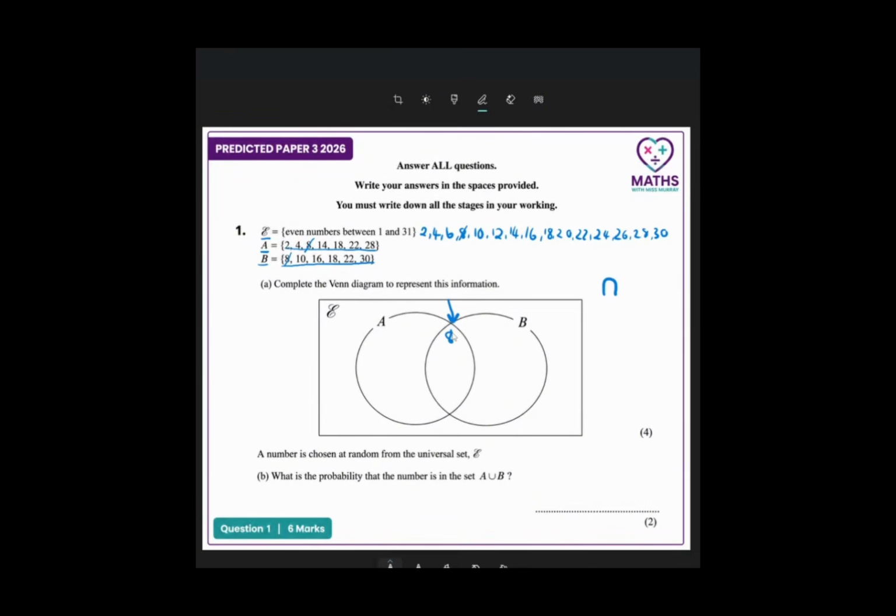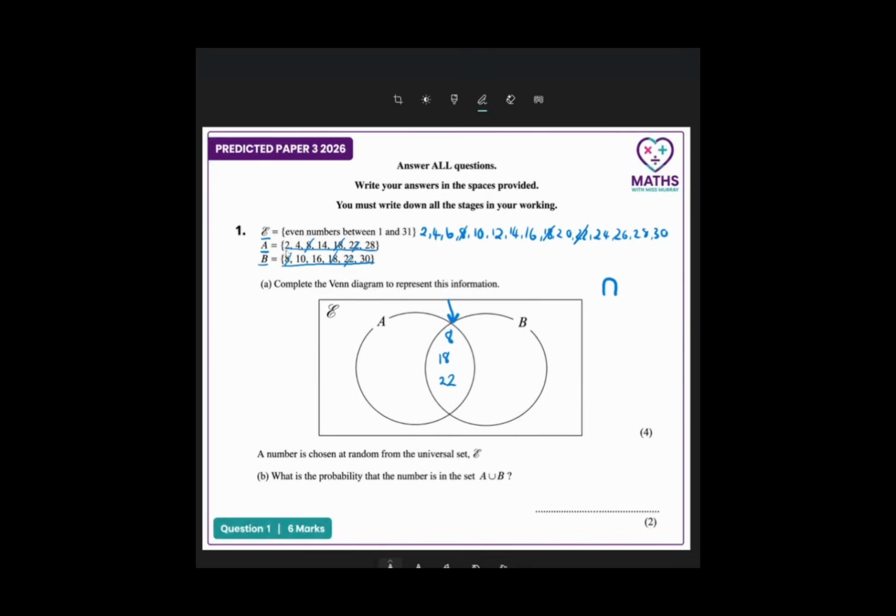And then I've got a pair of 18s, so I'm going to cross them out there, I'm going to cross it out up here, and I'm going to put it in the middle. Then I've got a pair of 22s, and I've got a 22 up here, so I'm going to cross those out and put it in the middle. So there's 3 numbers that are common to both, there are no more. So anything else that I have got left over here, I'm going to now put in the circles.